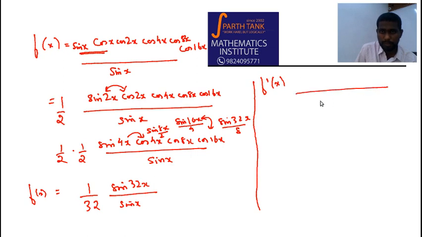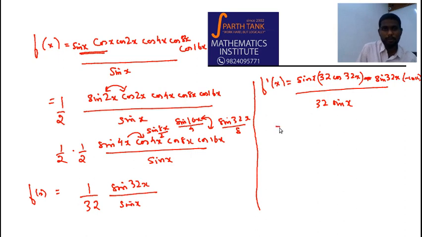Keep the denominator constant. So 32 sin x is there. Keep the denominator and differentiate the numerator. So that becomes 32 cos 32x. And then keep the numerator constant, that is keep sin 32x constant, and differentiate the denominator, which becomes minus cos x. So there is a minus here, minus cos x.